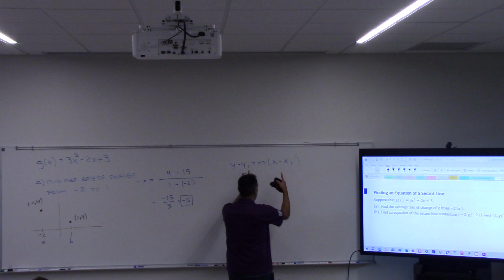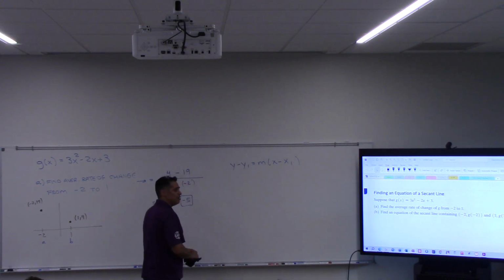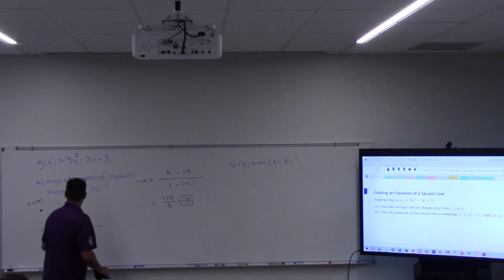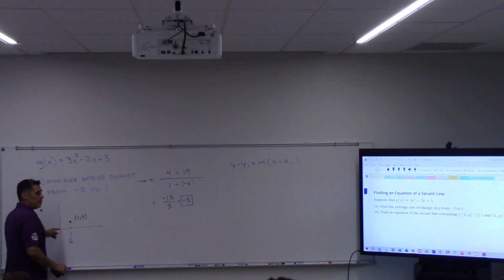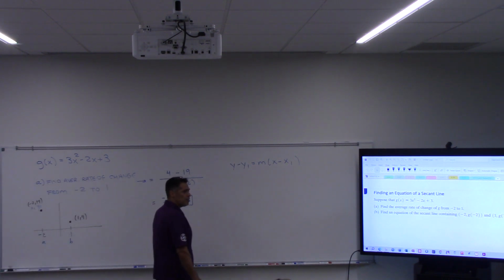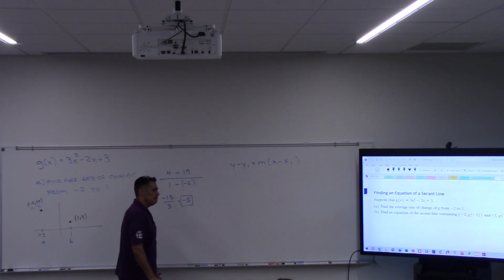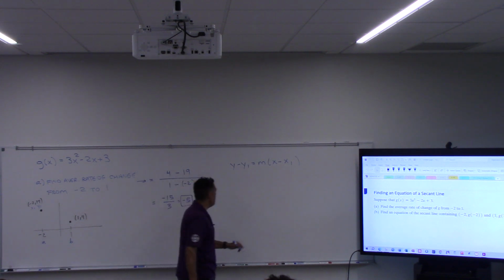Okay, now you need a point and a slope. Do you have a point? Yes. What is it? Can we use any point? You can use either one. Okay. So we can use negative 2. You want to use this one? x1, y1. Okay, so you have your point. Do you have your slope? Yes. What is it? Negative 5. Okay, that's it. Plug and chug. All right? So go ahead.